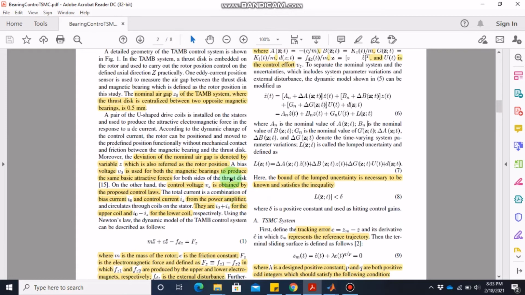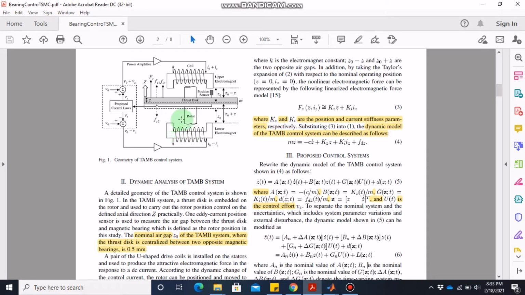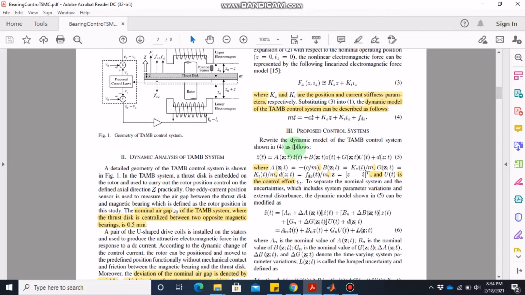Z is the displacement and Z dot is the rate of change of displacement, and this figure basically tells you exactly the distance here is Z naught minus Z, and this is Z naught plus Z. So Z naught is a constant, but Z is basically what measures the displacement.